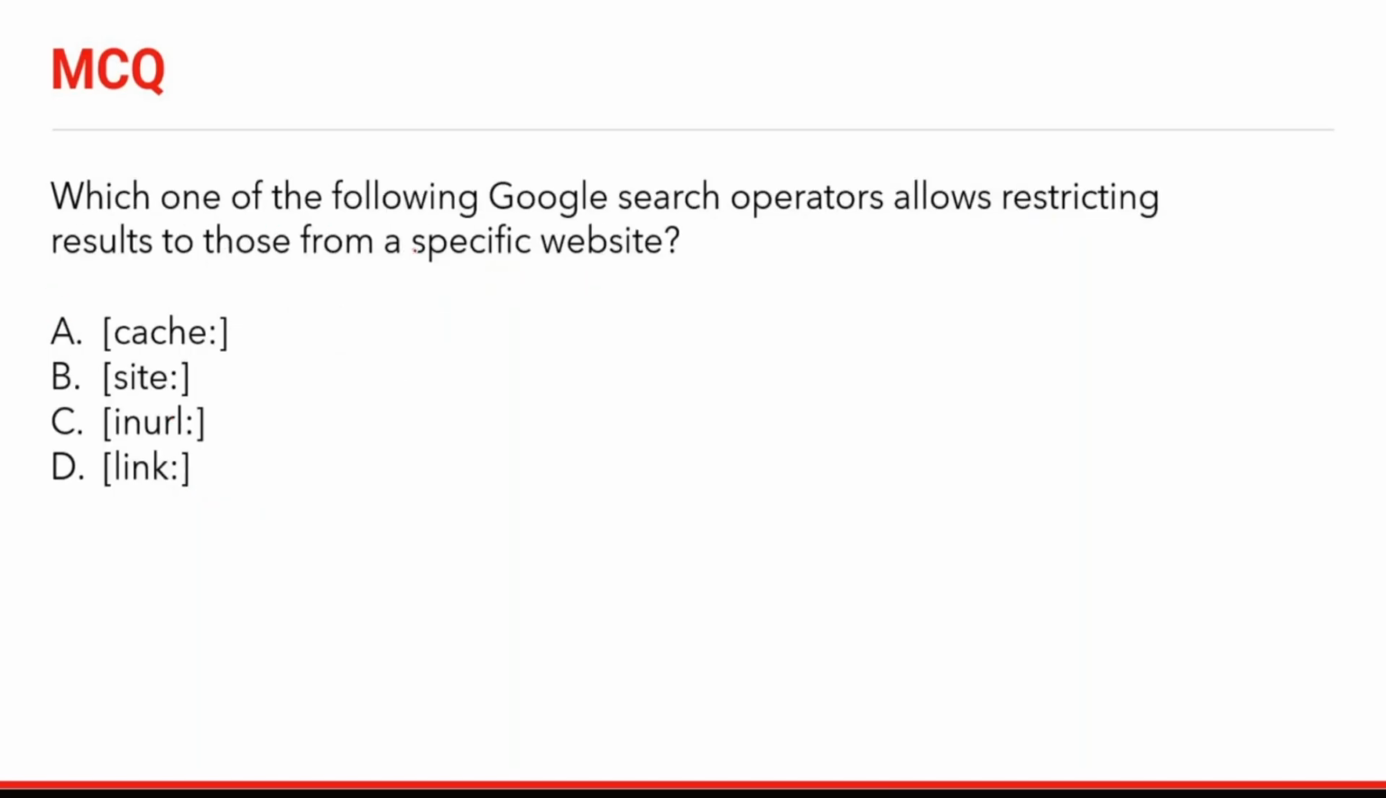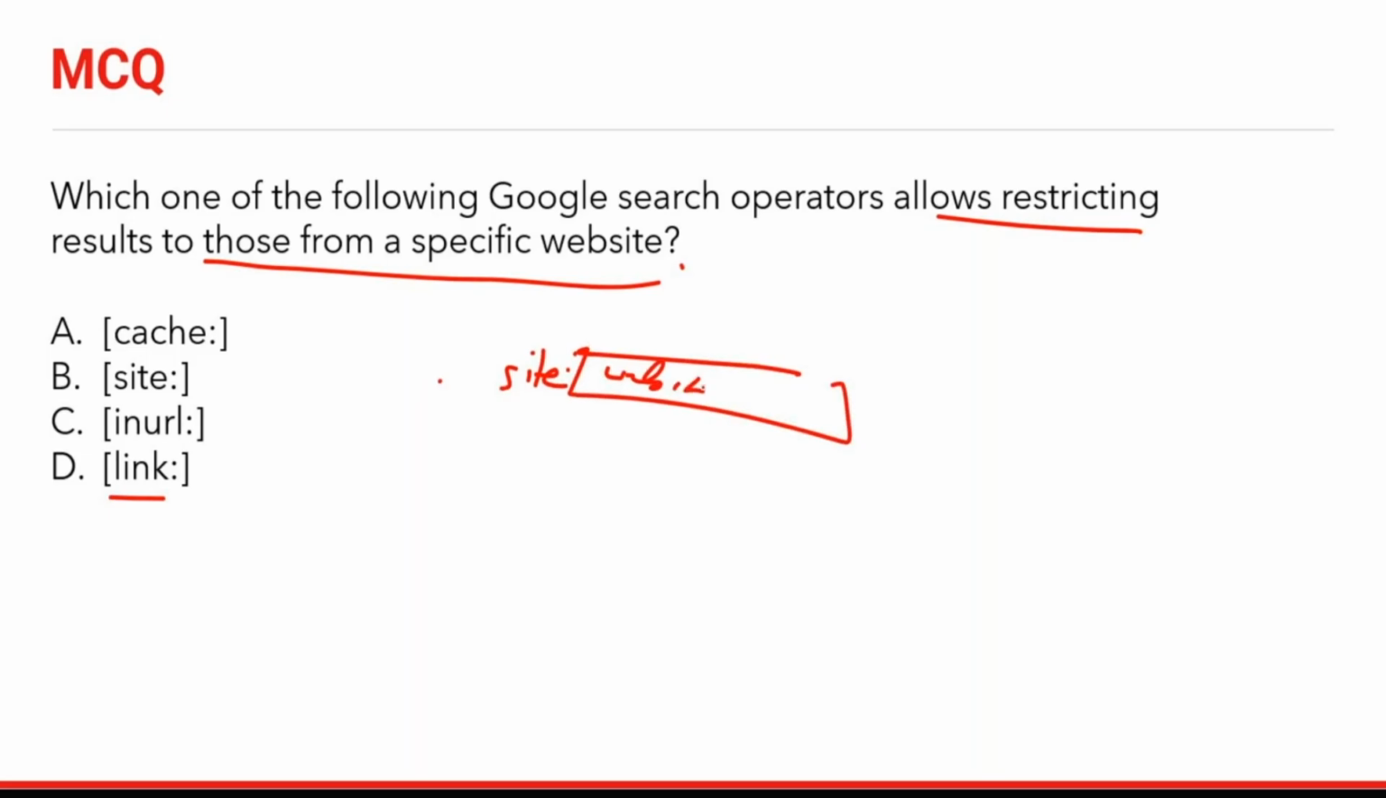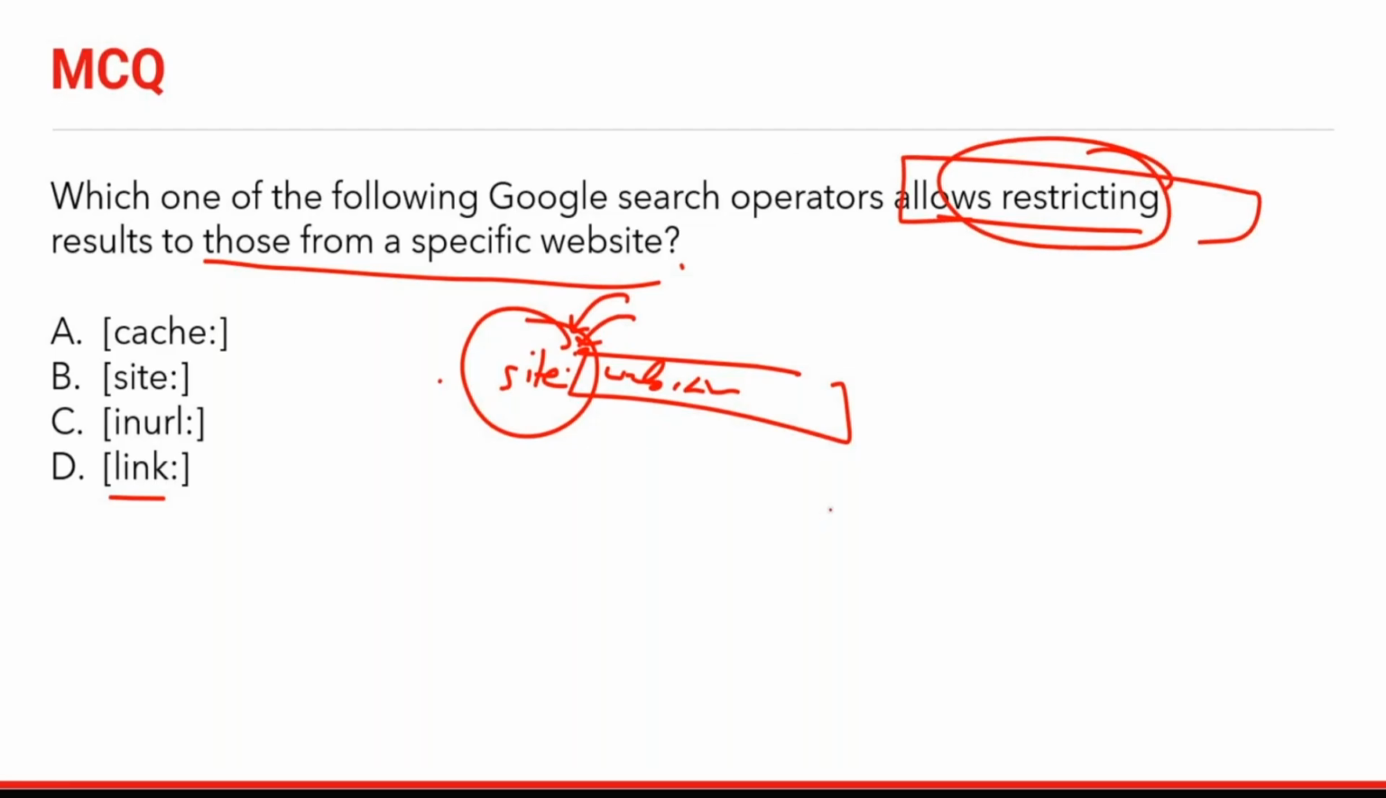Which of the following Google search operators allows restricting results to those from a specific website? Cache, site, inurl, link. Guys, everyone remember the example of the movie Avengers: site, some website.com, example.com, something like that. What was that site operator doing? Was it restricting the results to a specific website? Let me show it to you once again, guys.